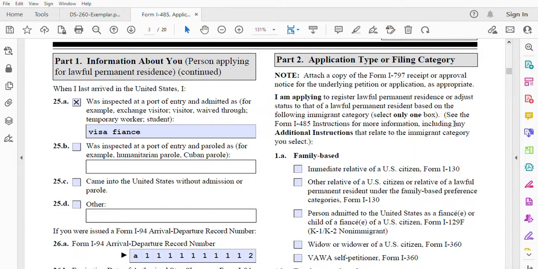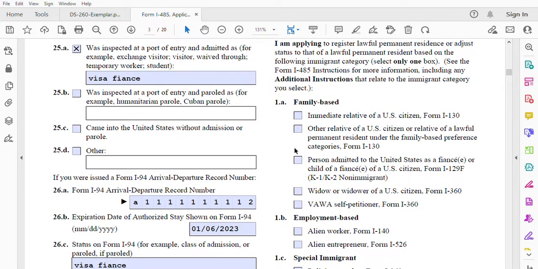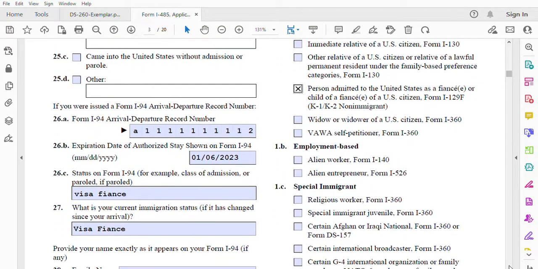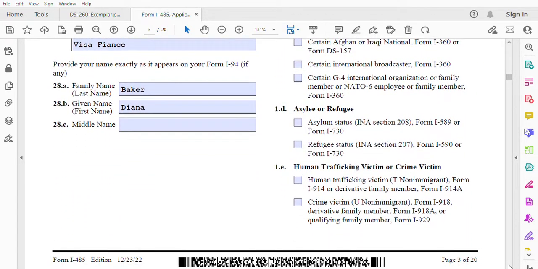So application type or filing category, I'm not going to read all this. It's family based, so we're going to use person admitted to the United States as a fiancé or child of a fiancé of a US citizen, Form I-129F, K1 and K2 nonimmigrant. That's what we have to put over here, but it does not let me do that. So we can do it by blank ink, or can just type visa fiancé. We're going to go to the next question.